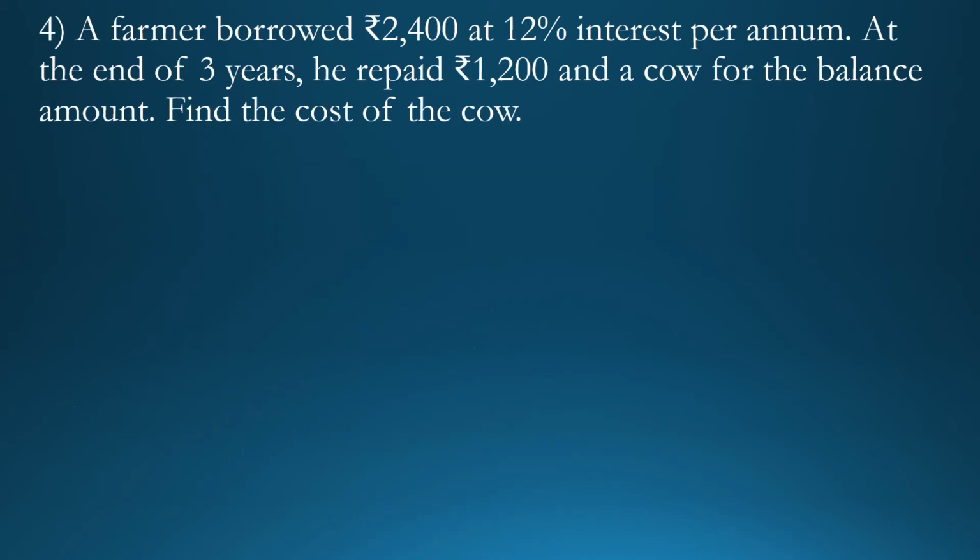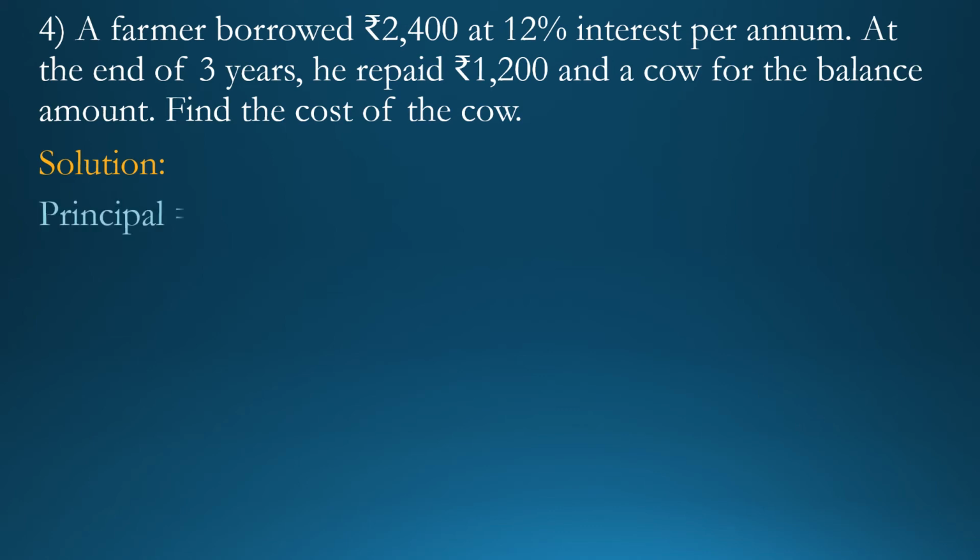The next is question number 4. A farmer borrowed rupees 2,400 at 12% interest per annum. At the end of 3 years, he repaid rupees 1,200 and a cow for the balance amount. Find the cost of the cow. See, in this question, first we find the simple interest, then we find the amount, and then we find the cost of cow. How? Let's see.